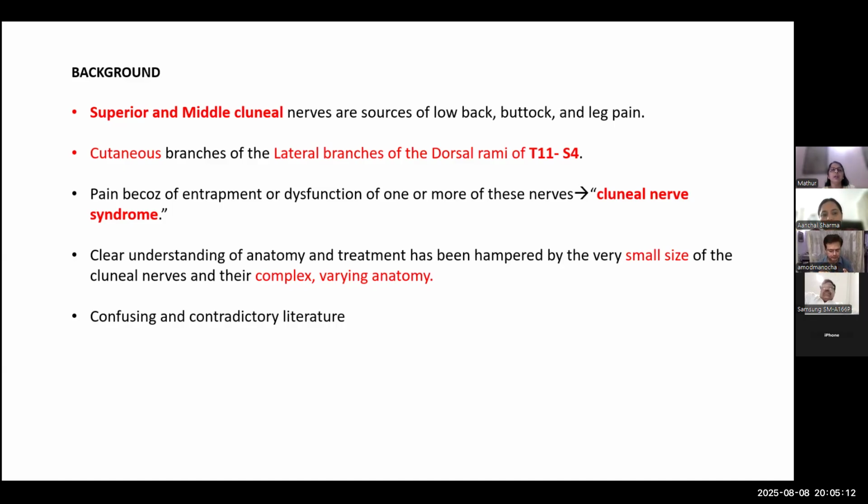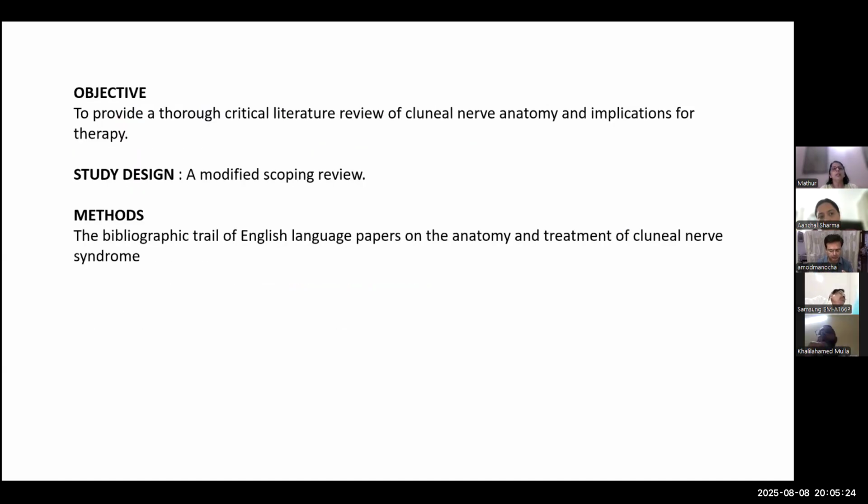A clear understanding of anatomy and treatment has been hampered by the very small size of the cluneal nerves and their complex varying anatomy, as well as a confusing and contradictory literature. So the objective of this study was to provide a thorough critical literature review of cluneal nerve anatomy and implications of the therapy. The study design used was a modified scoping review, and the methodology was the bibliographic trail of English language papers on the anatomy and treatment of cluneal nerve syndrome.